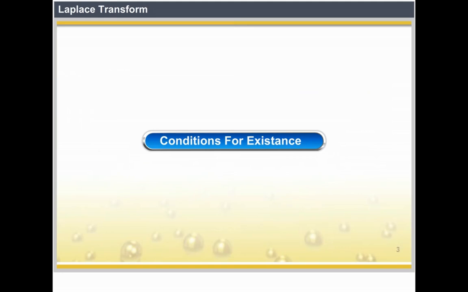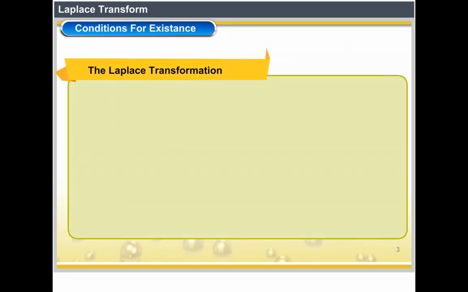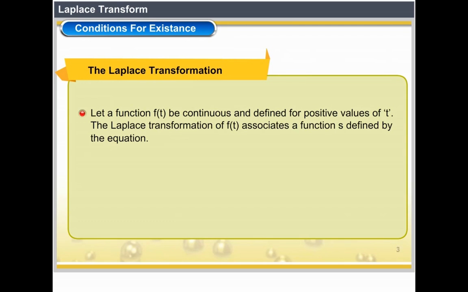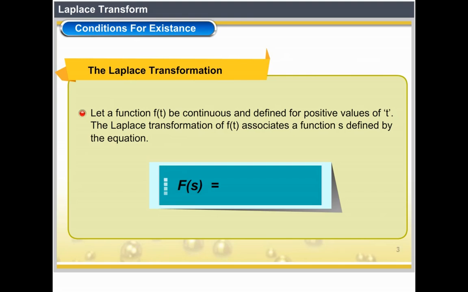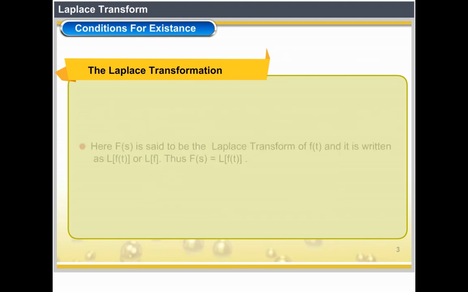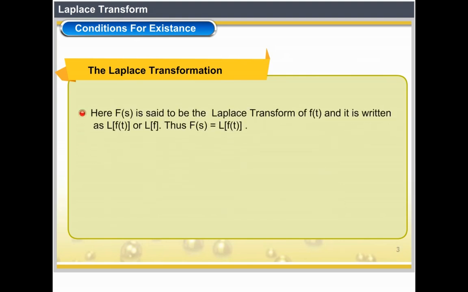Conditions for existence of the Laplace transformation. Let a function f(t) be continuous and defined for positive values of t. The Laplace transformation of f(t) associates a function F(s) defined by the equation F(s) = ∫₀^∞ e^(−st) f(t) dt. Here F(s) is said to be the Laplace transform of f(t), and it is written as L[f(t)].